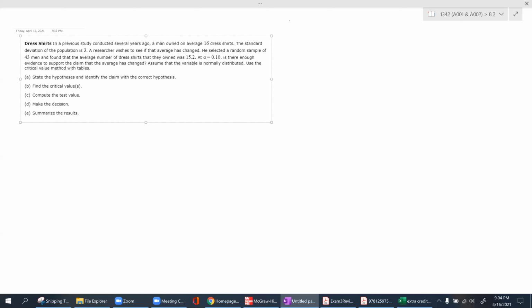So let's go ahead and get the standard deviation of the population, which is 3. Very nice. A researcher wishes to see if the average has changed. He selected a random sample of 43 men and found that the average number of shirts that they own was 15.2. So this is my average, the average of my sample mean.